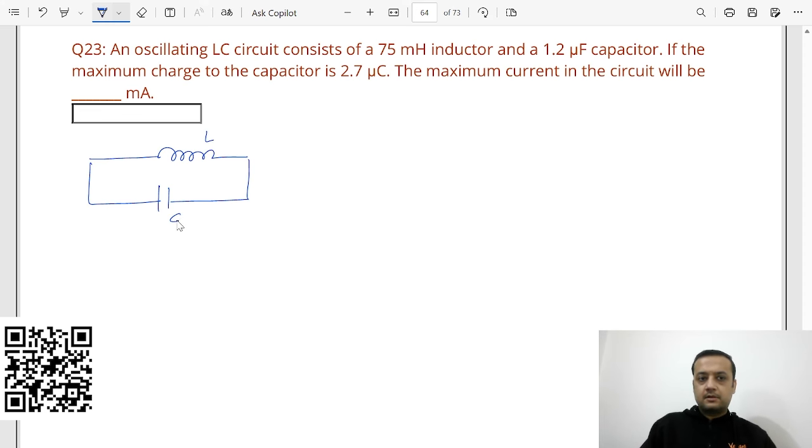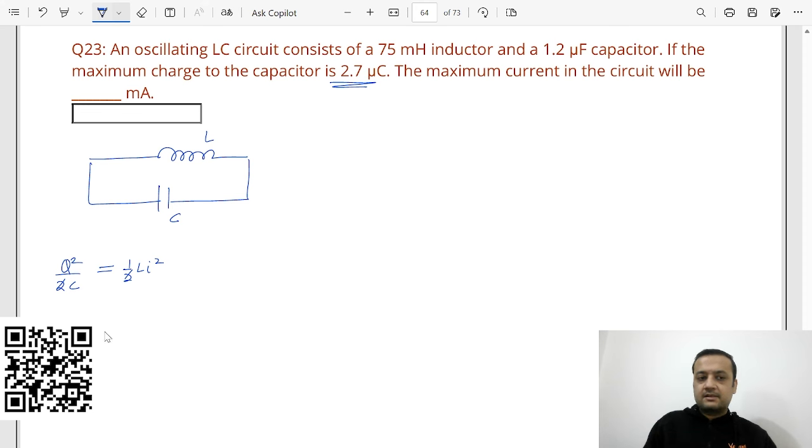Okay, now the maximum charge on the capacitor is this, and we have to find the maximum current. Very easy question. When the charge was maximum, the entire energy, which is nothing but q square by 2c, will be with the capacitor, and this entire energy will go into the inductor when the current is maximum. So whatever energy is stored in the capacitor becomes the energy of the inductor when the current becomes maximum. From here we can very well find the value of I.